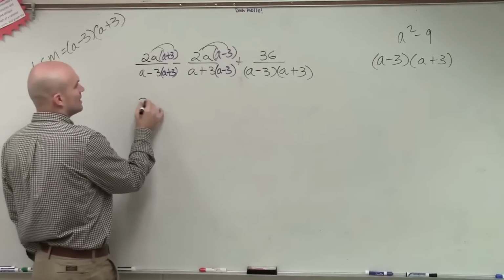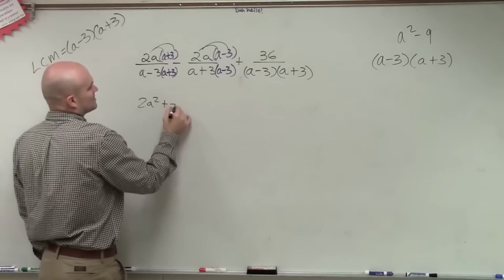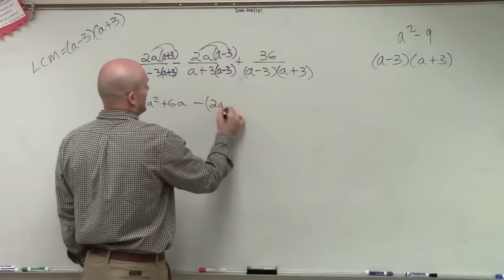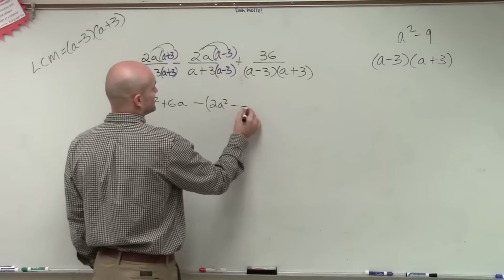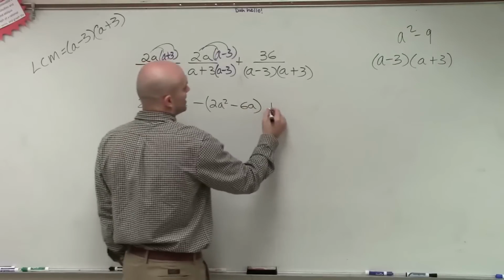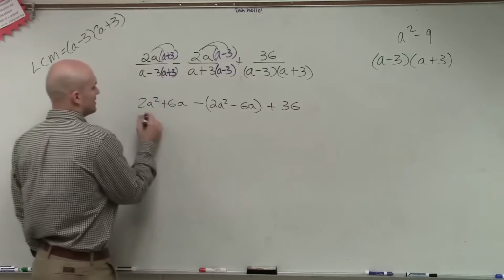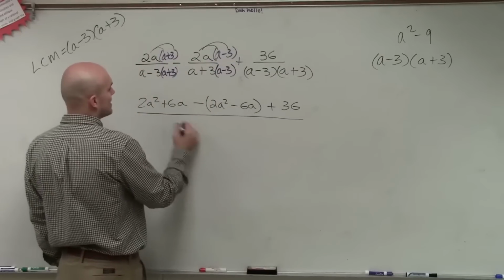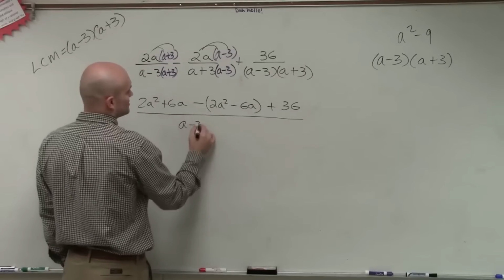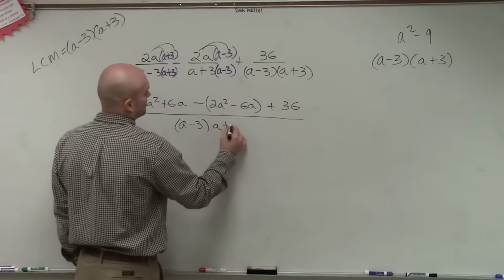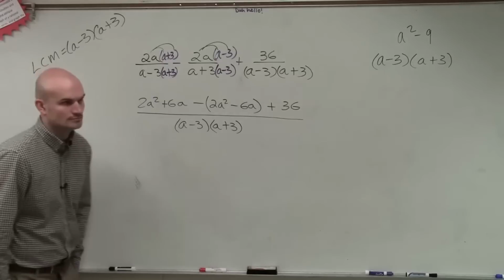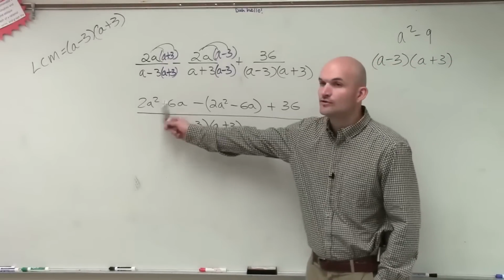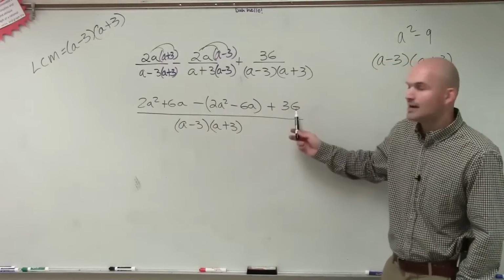So when I distribute, I get 2a squared plus 6a minus 2a squared minus 6a plus 36. And remember, this is all over our LCM, or our common denominator, of a minus 3 times a plus 3. Okay, so all I did is I pretty much took each rational expression's numerator and put them all together.